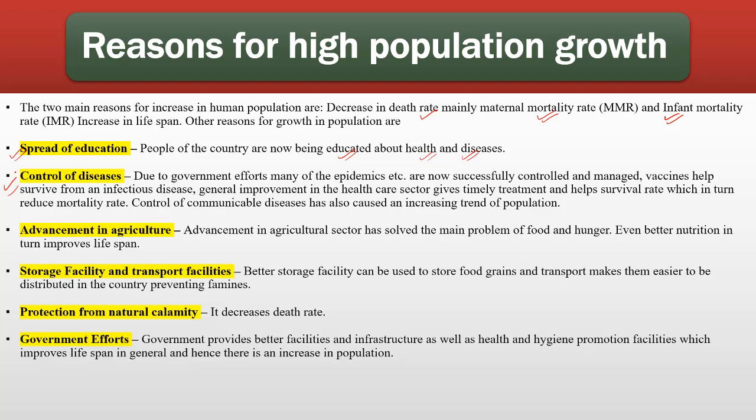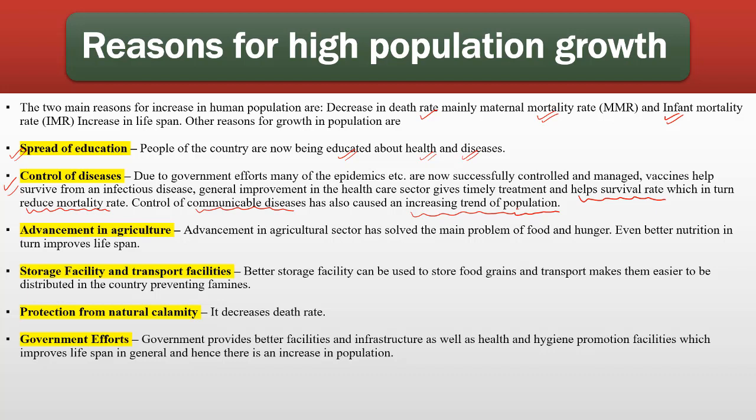Vaccines help people survive infectious diseases. A general improvement in the healthcare sector gives timely treatment and helps the survival rate, which in turn reduces the mortality rate. Control of communicable diseases has also caused an increasing trend of population. That's very important. Control of communicable diseases is a very important factor in the increasing trend of population.